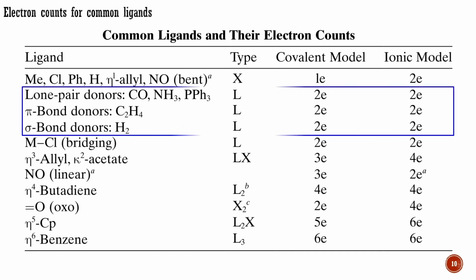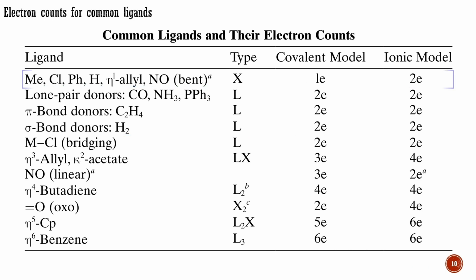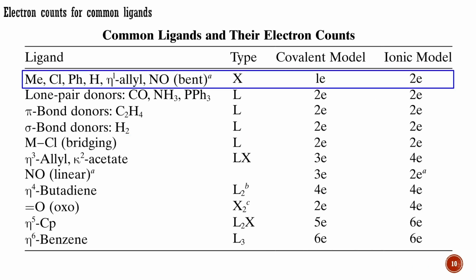Neutral L-type ligands are always 2-electron ligands on either model, whether they are lone pair donors, such as carbon monoxide or phosphines, pi bond donors, such as ethylene, or sigma bond donors, such as hydrogen gas. Anionic X-type ligands, such as hydride, chloride, or methyl anion, are one-electron atoms or groups on the covalent model but two-electron ions on the ionic model. On the covalent model, a one-electron X radical bonds to a neutral metal atom. On the ionic model, a two-electron X anion bonds to a metal cation.